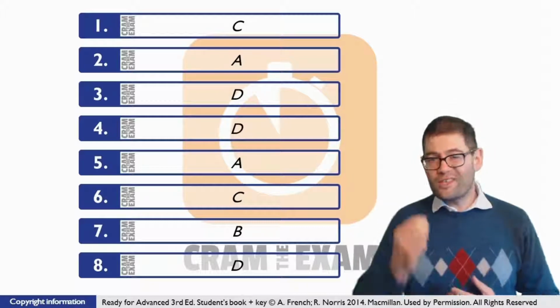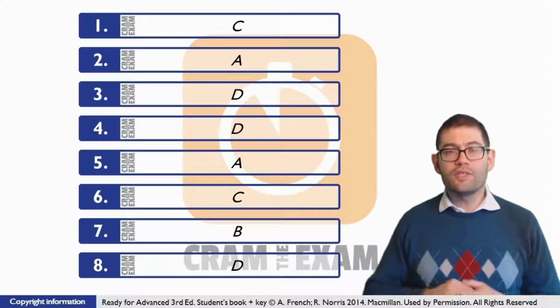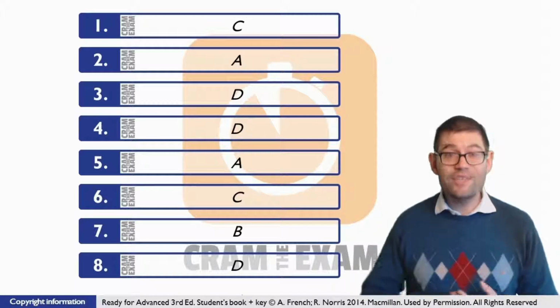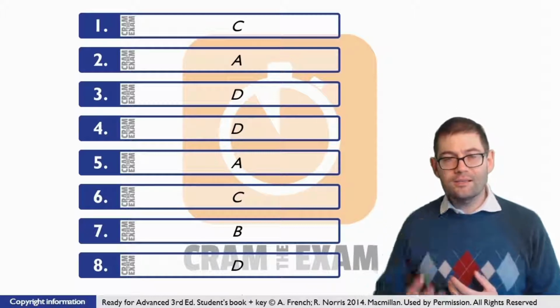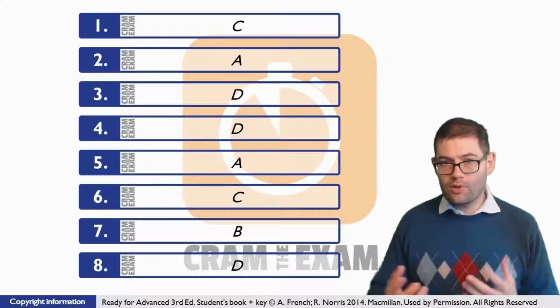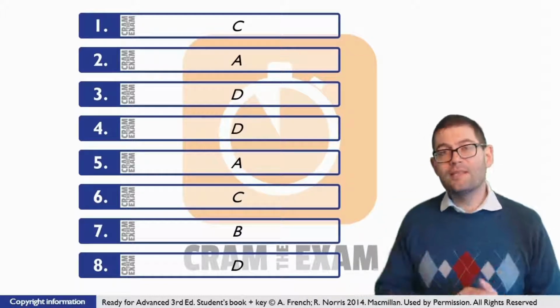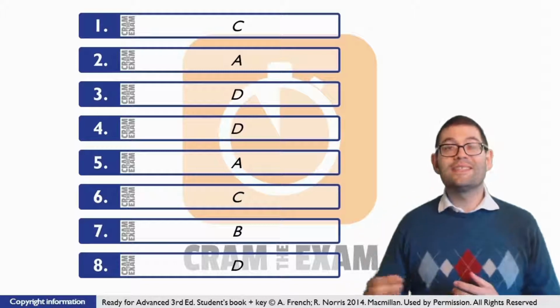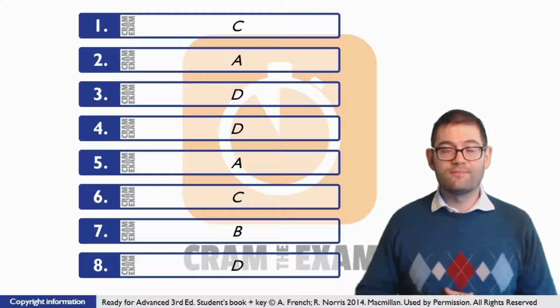For question number 3, the context is the important thing here because it's talking about a possible danger to the birds. So the answer that we choose has got to communicate this idea of a potential or possible danger. If that's the case, there's only one possible answer, and that is D, threatens.